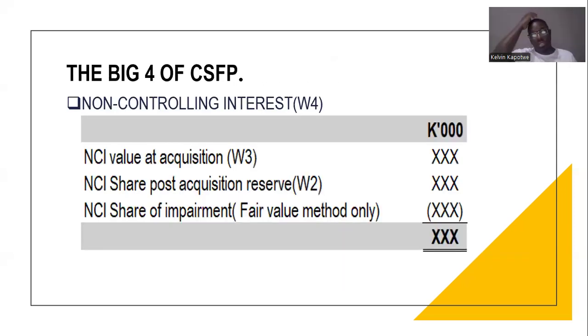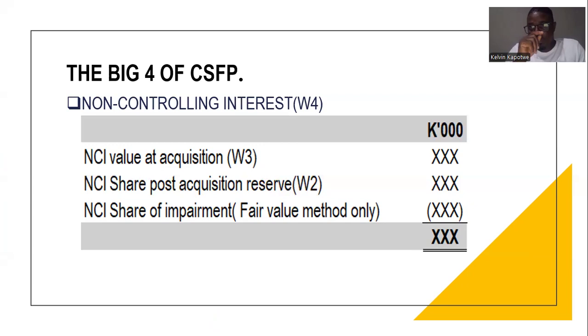All right, so now let's look at the other aspect, which is the non-controlling interest. How do you determine the value of the non-controlling interest? So this is working number 4. In terms of the big 4, this is item number 3 of the big 4. All right, so non-controlling interest is basically calculated from the NCI value at acquisition in working number 3. So the NCI value that you calculated in working number 3, at the time that you were doing your goodwill, is what you're going to put here. All right, and then you're going to add the NCI share of the profit, the share of the post-acquisition reserves.